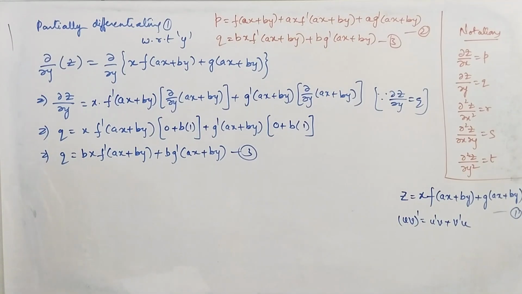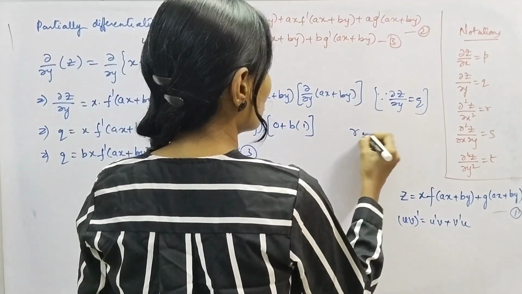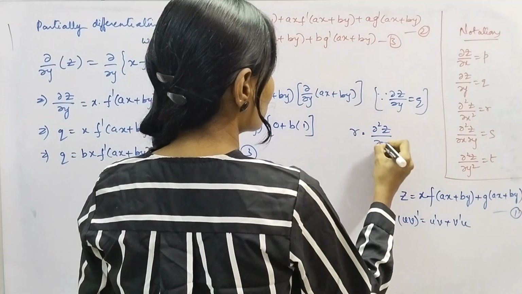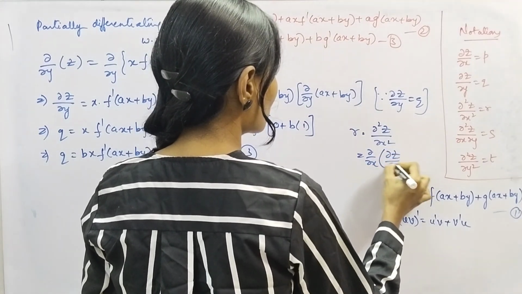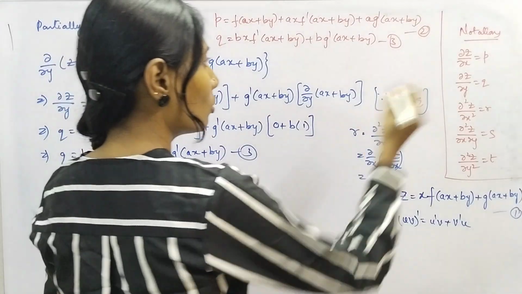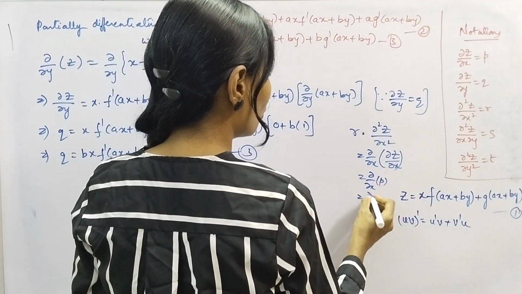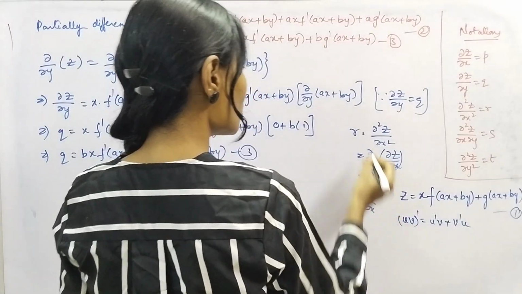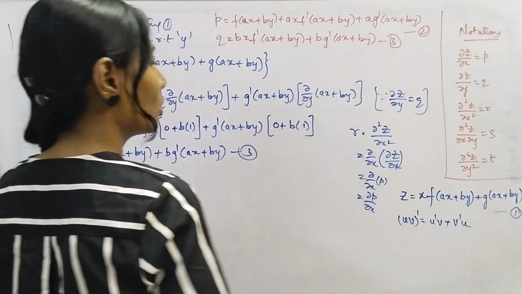Now let's find the equation involving r. We know that r is nothing but dou square z by dou x square, right? We can also write this as dou by dou x of dou z by dou x. Since dou z by dou x can be replaced by the notation p, we'll get dou by dou x of p, which is nothing but dou p by dou x. Dou p by dou x is nothing but r.